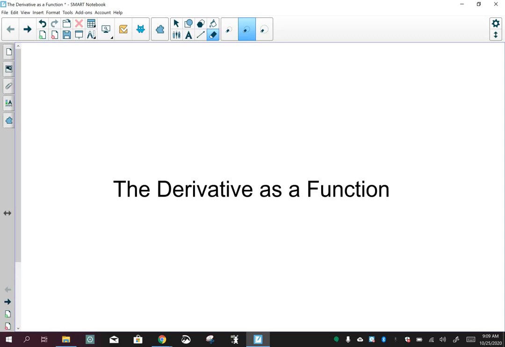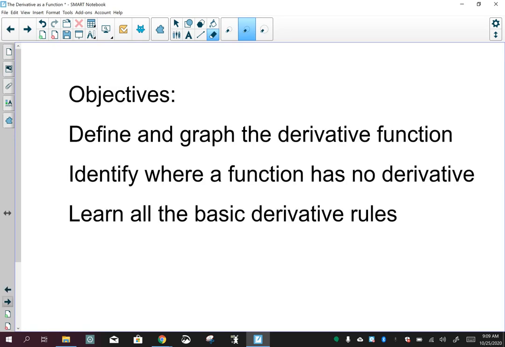Hello, everybody. All right, so we are moving on to our second topic in derivatives, and we're going to talk about the derivative as a function. What we're going to do here is define and graph the derivative of a function. We're going to identify where a function actually has no derivative, and then we're going to learn all the basic derivative rules. This piece is going to make what we did last week extremely easy, because now you're going to have rules you can rely on and do things a lot quicker, and there's not a lot of algebra in it. Okay, so let's get started and jump into this.